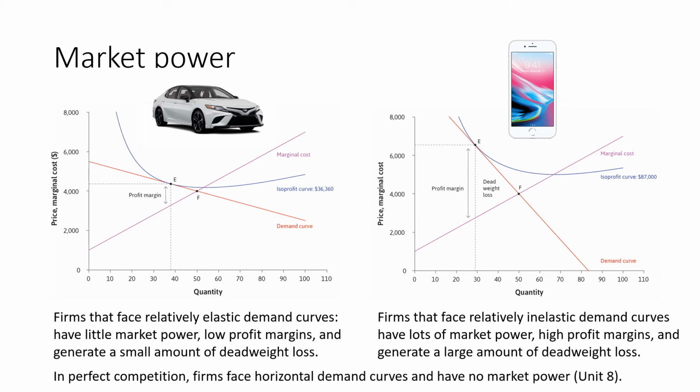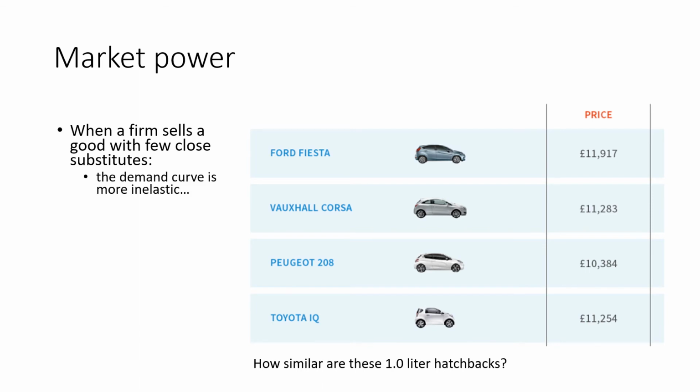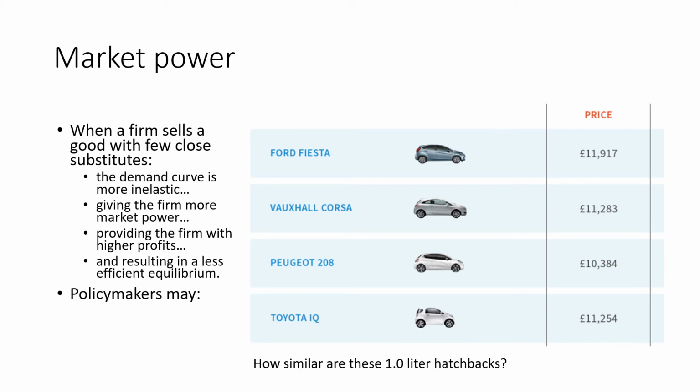So in perfect competition, firms face horizontal demand curves and have no market power, which we are going to be talking about in Unit 8. When a firm sells a good with few close substitutes, the demand curve is more inelastic, giving the firm more market power and providing the firm with higher profits and resulting in a less efficient equilibrium. Policymakers may break up monopolies through antitrust or regulate monopolies by setting rates.